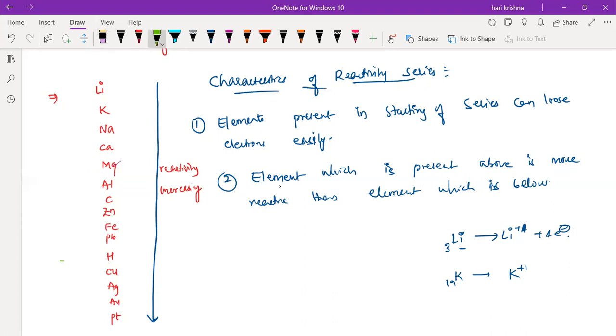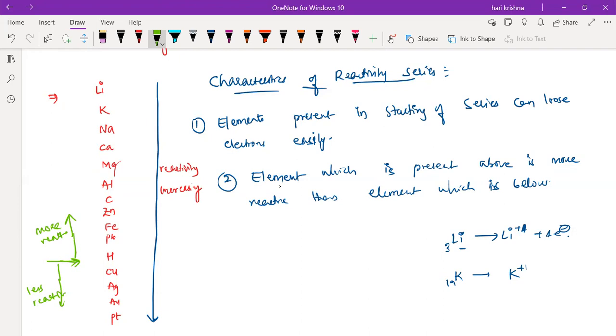Next, suppose instead of magnesium, you have taken hydrogen. So compared to hydrogen, which ones are more reactive? Lead, iron, zinc, carbon. All these are more reactive. All these are the less reactive compared to hydrogen. Clear? Yes, sir, clear. So the element which is present above in the series is more reactive than the element which is present below in the series.